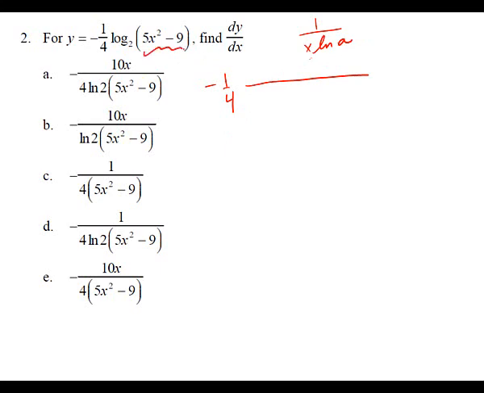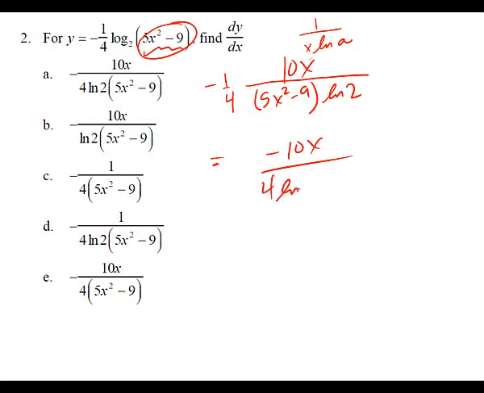What's your x value here? 5x squared minus 9. And then natural log of the base. What's the base? 2. And then we got to chain rule it, right? Because this is an inner function. So what's the derivative for the chain rule? 10x. Okay. It doesn't even look like I have to simplify anything, right? Move the 4 in, move the natural log of 2 up. Doesn't that look like one of the answers? Why does the negative 1/4 stay there? Because it's just a coefficient.